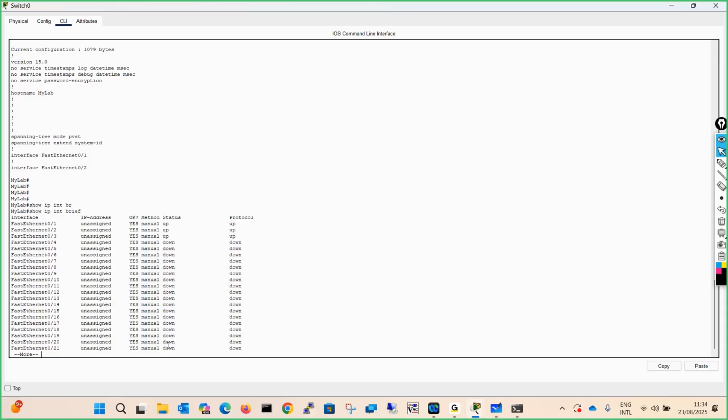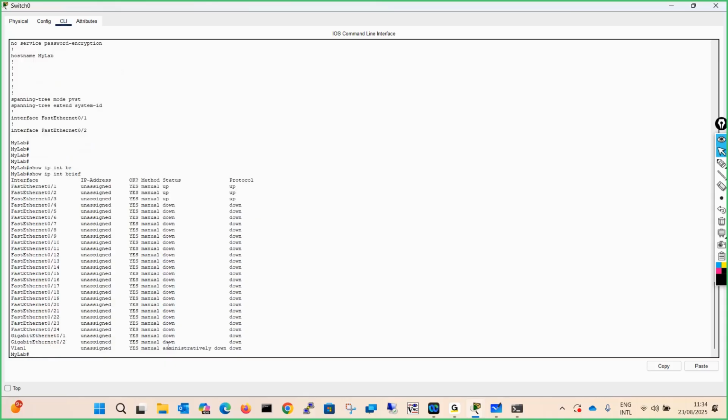See, show ip interface brief. It is giving you the complete interfaces on the switch. Show ip interface brief is the command to check the interfaces of a switch or a router or any other Cisco device.